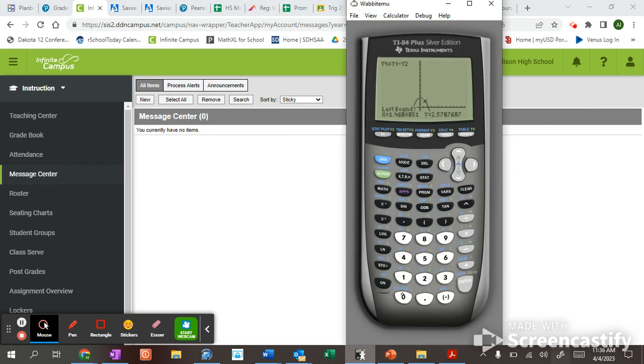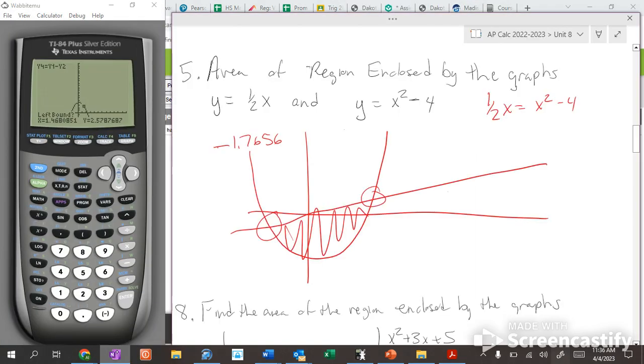Oh, I hate when it does that. Enter. Go past it. Hit enter and enter again. And 2.2656. And then second trace 7, you're going to go from negative 1.7656 to 2.2656. Boom. Fill it in, and it's going to be 10.92.